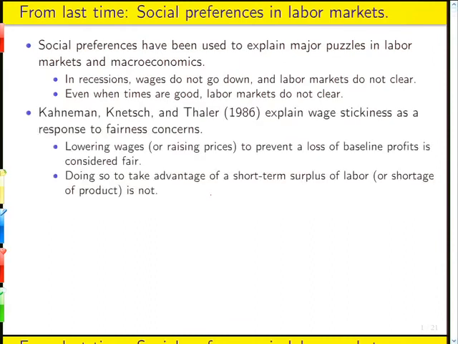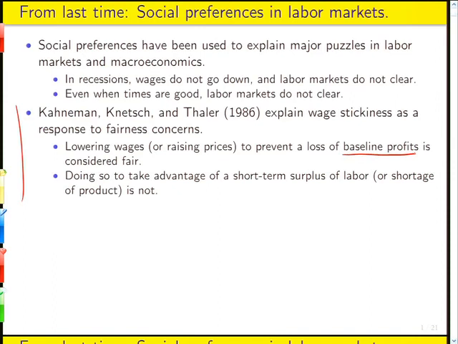So social preferences have been put forward as explanations for both of these phenomena. In the case of wages not going down in recessions, there's this idea that people have different ideas about what's fair and what's not fair, in a kind of reference-dependent way. The idea is that firms have some kind of baseline profits that they're entitled to, and if you lower wages to protect those profits, that's considered to be fair.